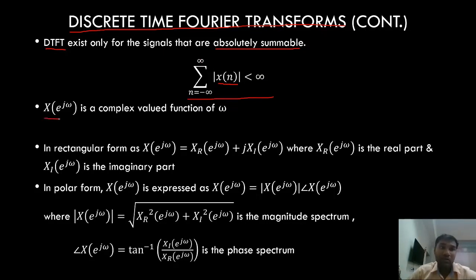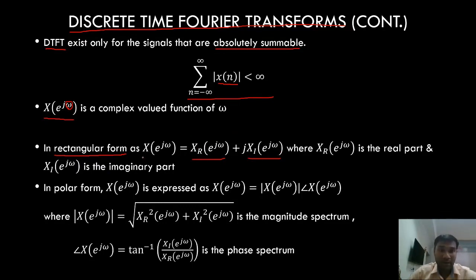And X of e power j omega is a complex function of omega, right? So I can write it in either rectangular form or polar form. If I consider the rectangular form, how can I write it? I can write it as Xr of e power j omega plus j Xi of e power j omega. So what am I doing? I am separating the real part and the imaginary part. This is the real part, and Xi of e power j omega is the imaginary part.